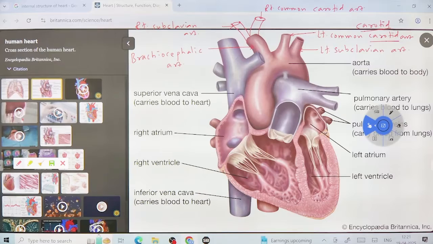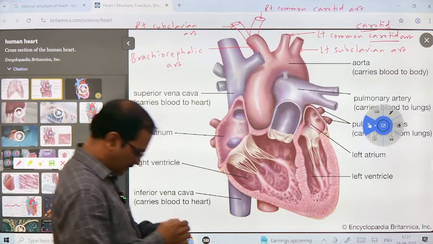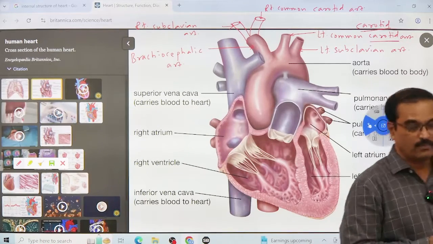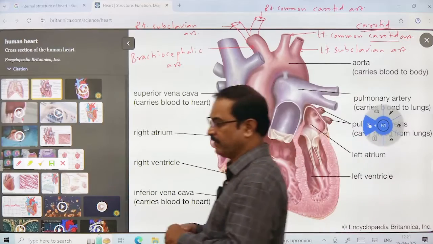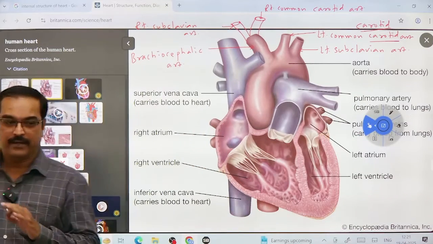Yes, and next, common carotid supply blood to head, neck and brain.